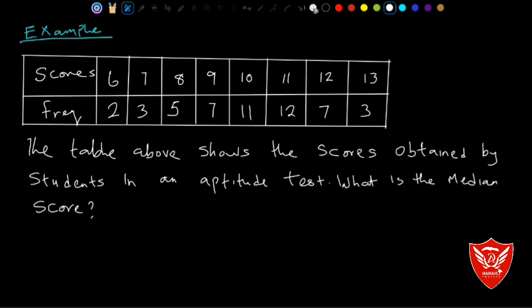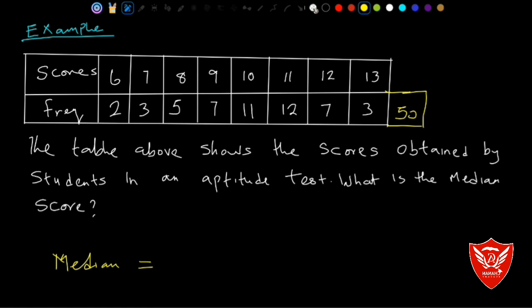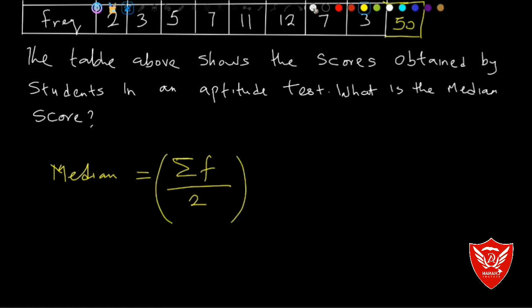We are asked to find the median score from this frequency table. So what we need to do is to sum the frequency. So if you sum the frequency, we are going to have 50. And then the formula, which is the median: because 50 is an even number, the median is going to be the summation of frequency divided by 2 position. All right, so we have 50, so it's going to be 50 divided by 2, and this is going to be the 25th position.